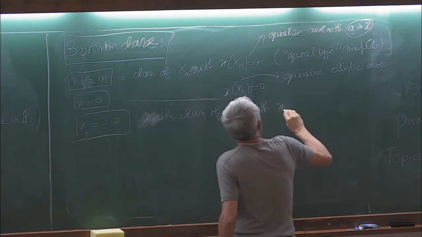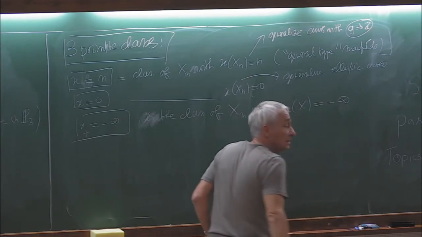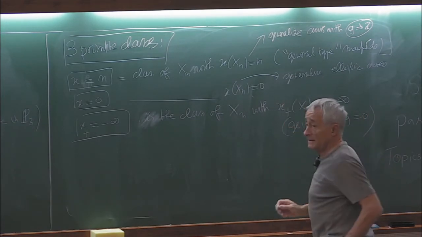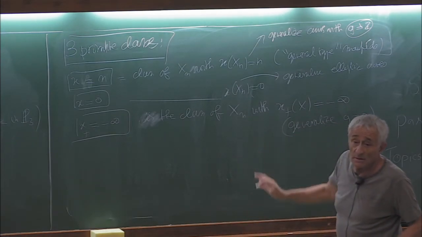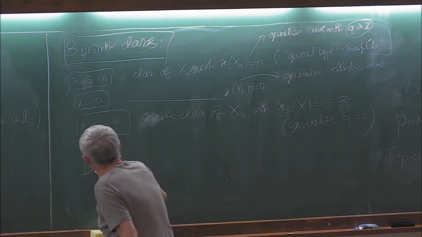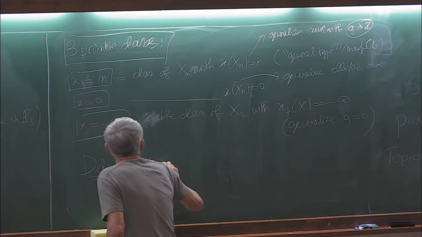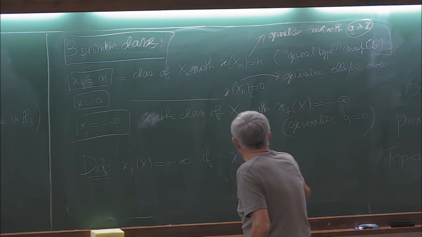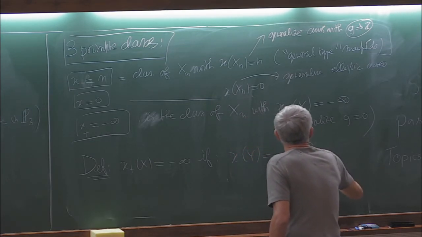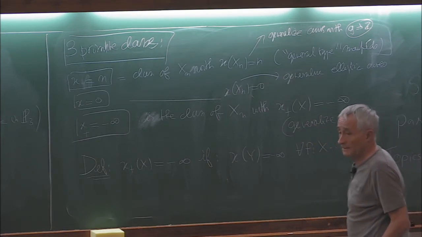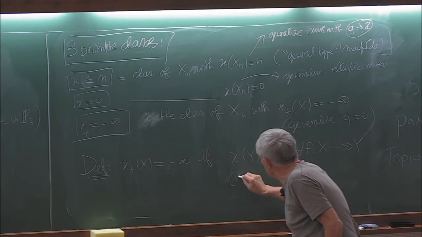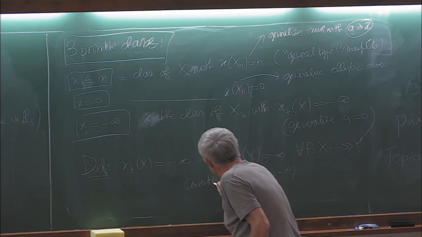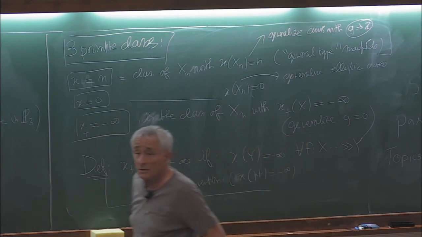Xn with kappa plus of x is minus infinity, and I will generalize. g is 0 here. We shall see this in a more precise way, but the definition is that kappa plus of x is minus infinity if we have kappa of y is minus infinity for any f from x to y dominant, with the convention that kappa of a point is minus infinity. So if you want, the definition is this.